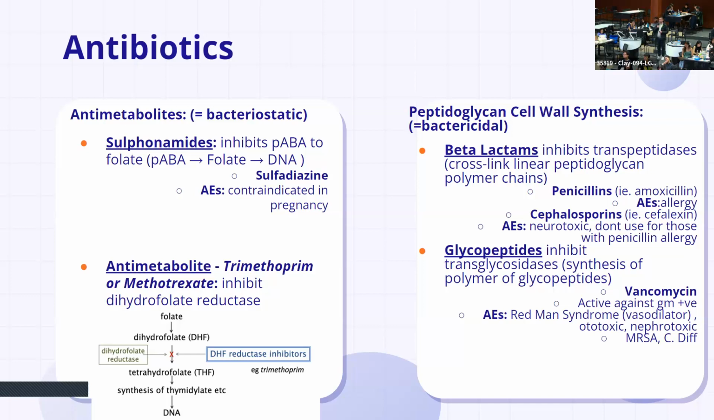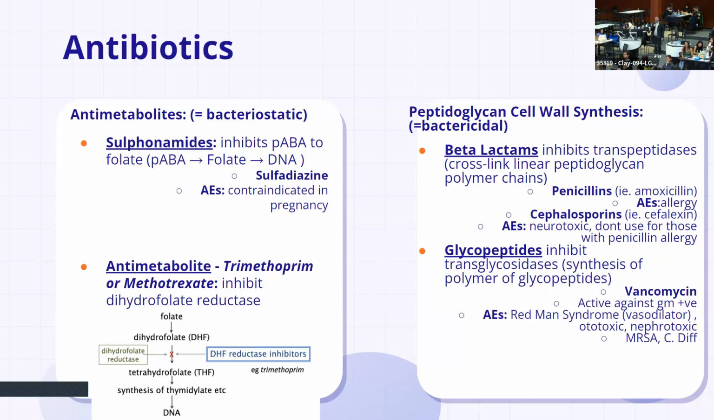And what they will do is, in the formation of DNA, we've got a few steps. We go PABA, and then we go to folate, and then we go to DNA. And our sulfonamides, which is the drug sulfadiazine, inhibits PABA to folate. And as a result, it's a good drug to use. But because folate is so crucial for a baby in utero, it can be contraindicated in pregnancy.